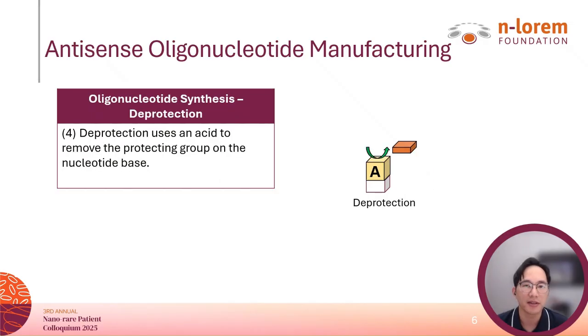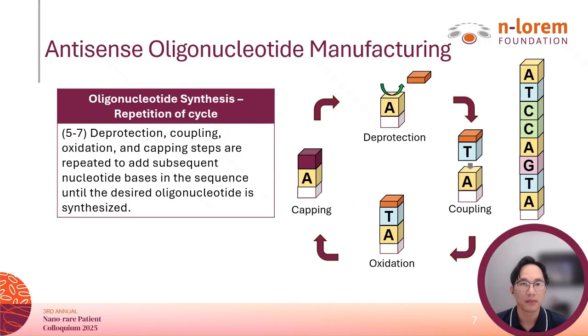Deprotection uses an acid to remove the protecting group on the nucleotide base, which prepares the active site to form a new bond and continue growing the chain. Deprotection, coupling, oxidation, and capping steps are repeated to add subsequent nucleotide bases in the sequence until the desired oligonucleotide is synthesized. Automated synthesizers are typically used, and their inputted recipe sequences are verified by multiple trained personnel prior to start to ensure the nucleotides are added in the correct order.